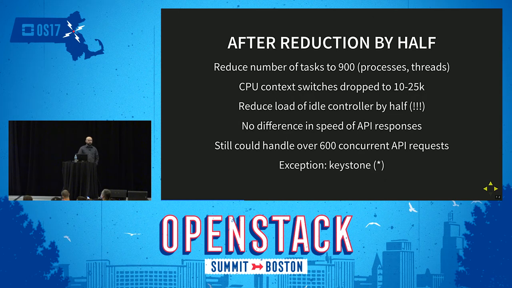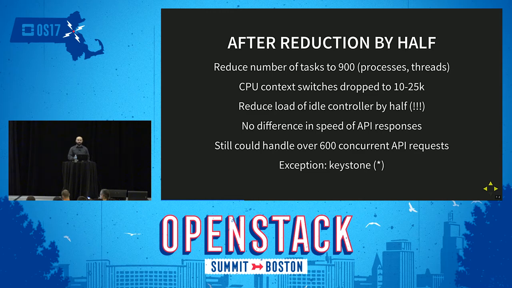So after I reduced the number of workers for all the OpenStack services, like Nova, Neutron, Cinder, Glance, and so on for the core services, I reduced the number of workers by half, all right? And after this, I got about 200 processes less on the controllers. So I reduced from 48, the number of workers initially.